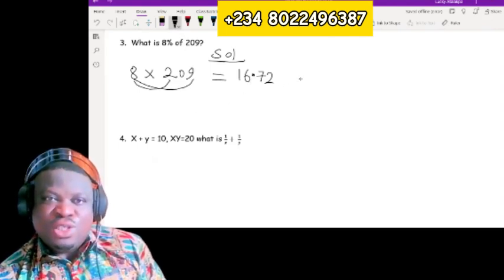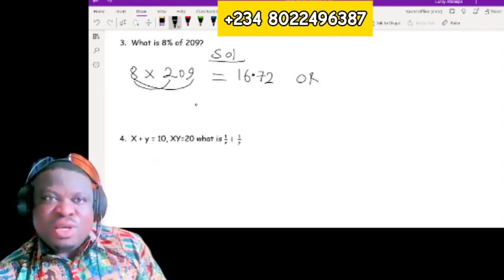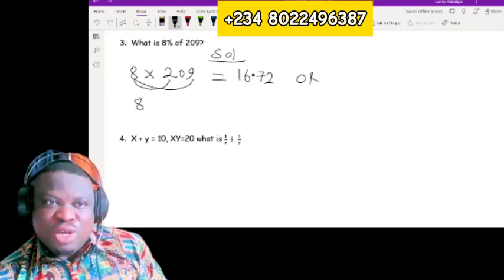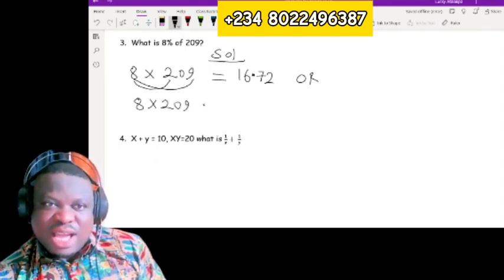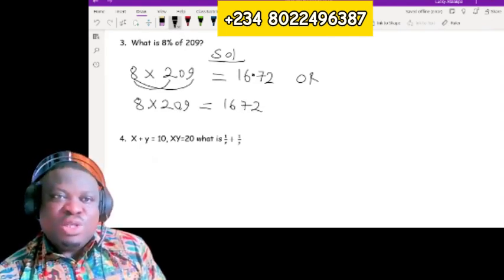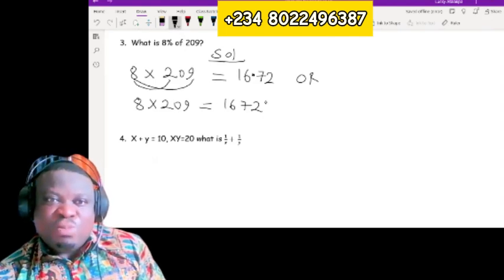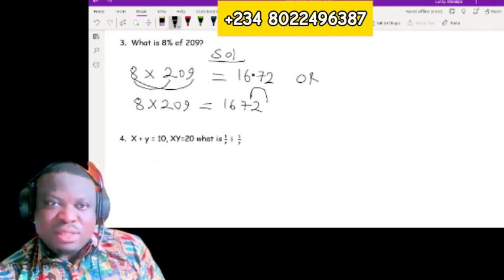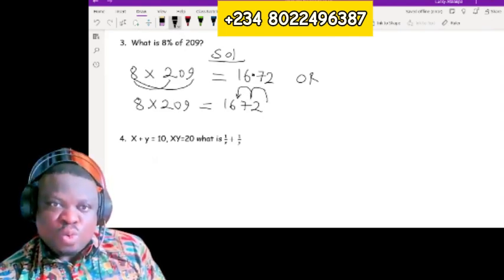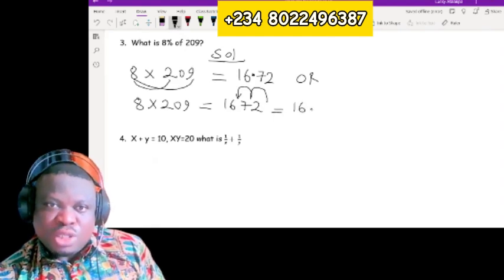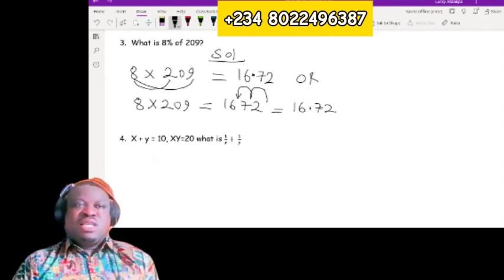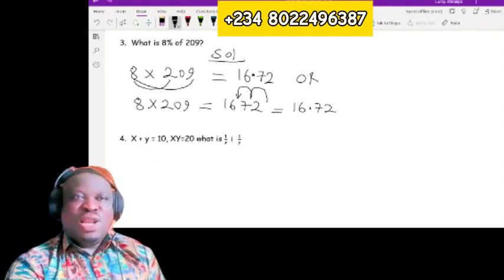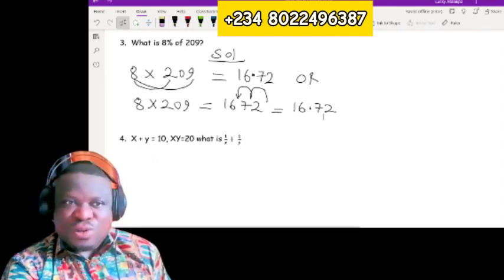Or you use this particular method that I want to introduce to you. You just do 8 times 209, multiply it directly. You will get 1672. And because per 100 has to do with dividing by 100, just move your decimal point twice: 1, 2. So this becomes 16.72. That is the correct answer. Good. So let's look at the fourth question.